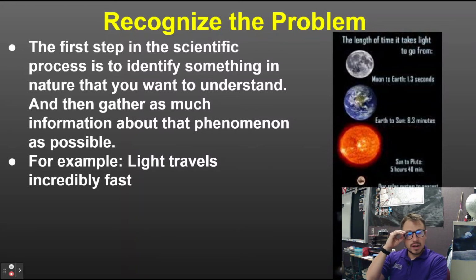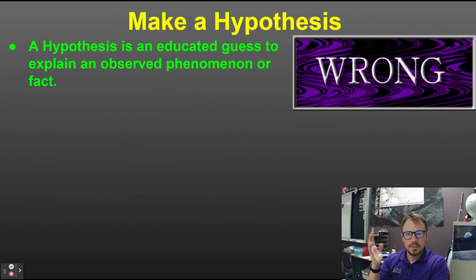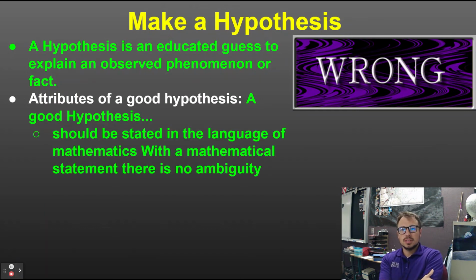For example, light travels incredibly fast. The obvious question is, well, how fast is the speed of light? So now we have to make a hypothesis. A hypothesis is an educated guess to explain an observed phenomenon or fact. Now, here are some attributes of a good hypothesis. A good hypothesis should be stated in the language of mathematics. With a mathematical statement, there is no ambiguity.